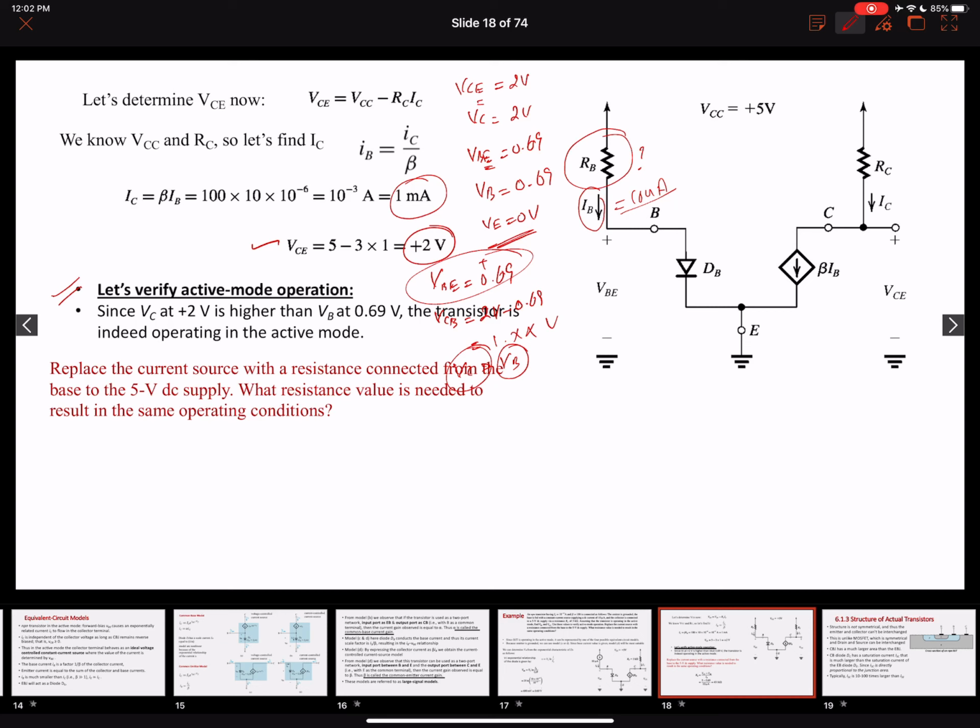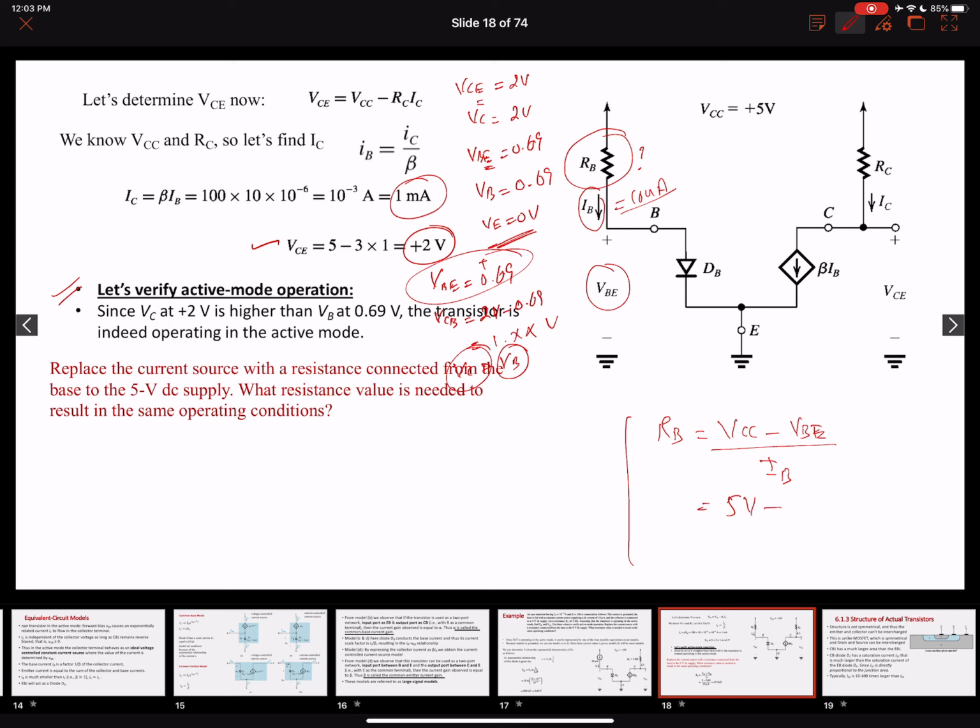So this can be very easily done again by Kirchhoff's law. So our RB is equal to VCC minus VBE over IB, right? What I wanted to make sure is to find the value of this RB such that the base current will remain the same and the base to emitter voltage remain the same. So the best way to do it is just to put down the same values, right?